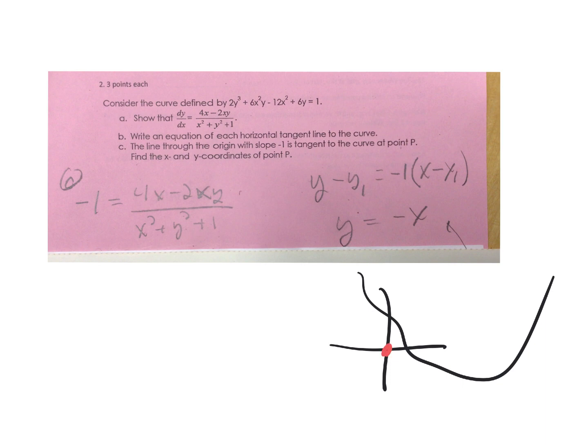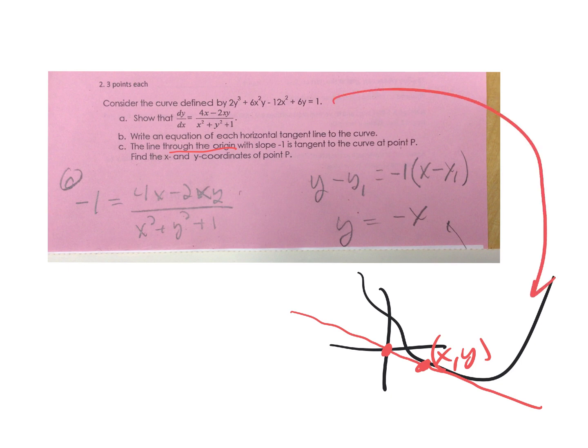That line, it says this line that goes to the origin has a slope of -1, is going to pass through that function right there. And they're telling me find that x and y that's on this function here. Now, I have no idea if that function looks like that, but it's going to be something like this.